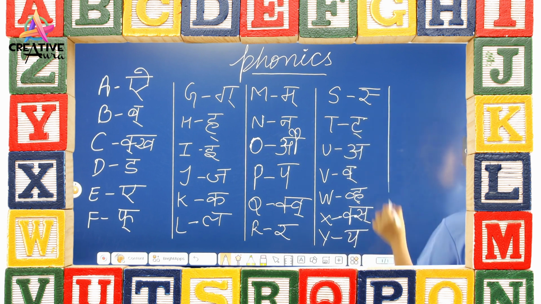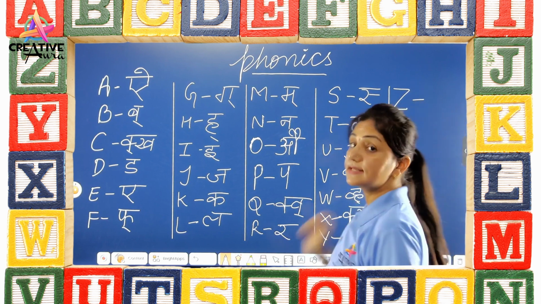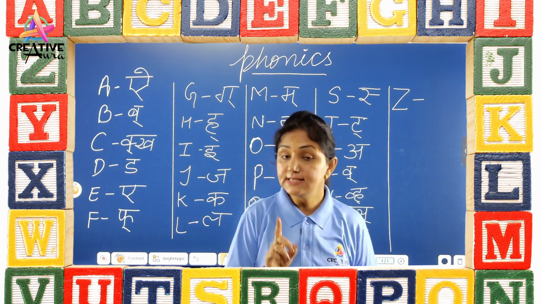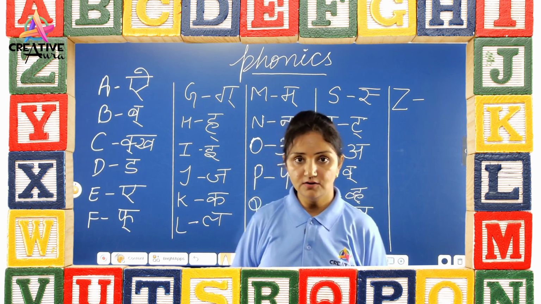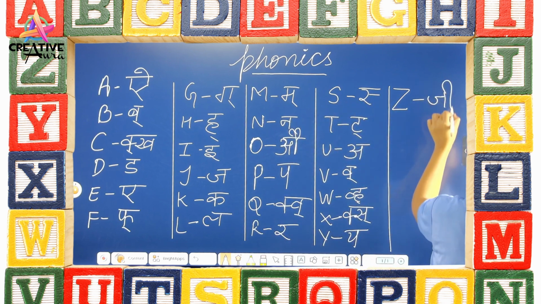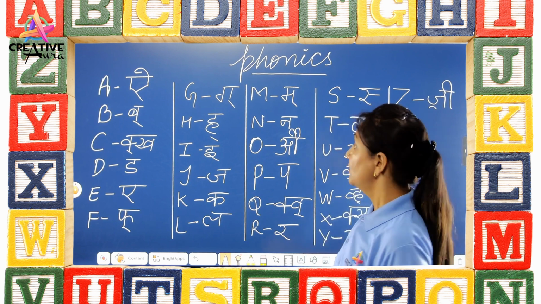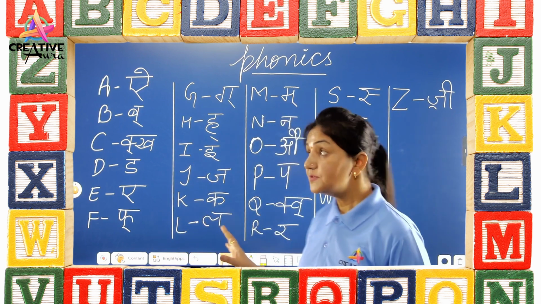And at the end we have letter Z. Yes, this is our letter Z, not Z. It's Z says zebra, not Z says zebra. Okay? So, Z sounds Z. Okay. Let's take a quick revision of all the sounds.